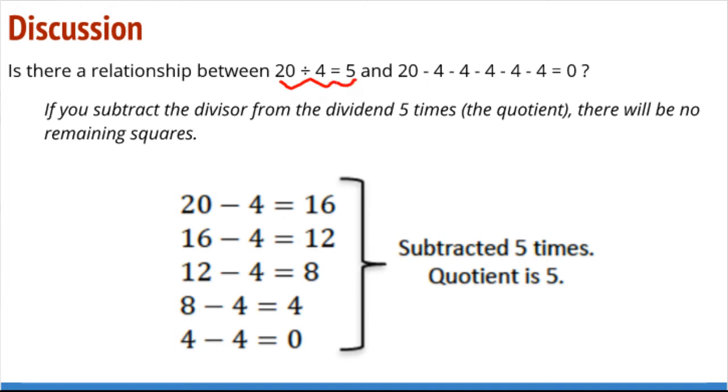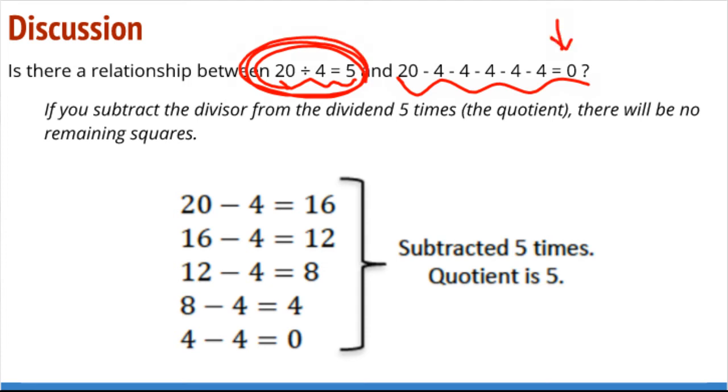So yes, this gives the same information as this, but this is answering the question of how many times do we have to subtract 4 to get to 0. That's the information that this particular quotient is providing.